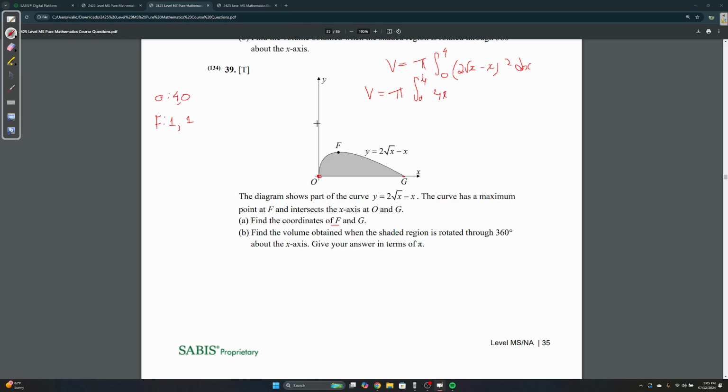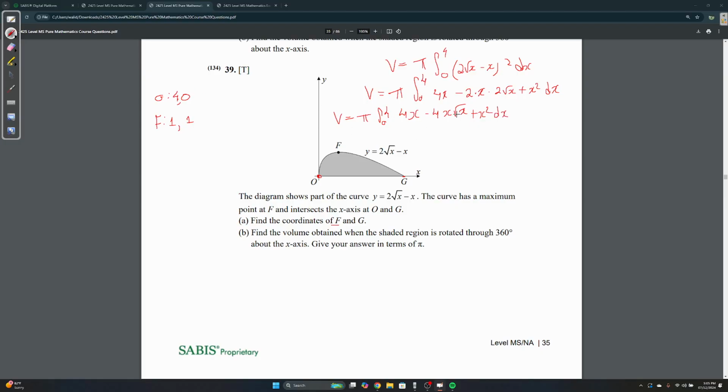It doesn't only go to the root, or only to the 3. So a squared minus 2ab, so minus 2 times x times 2 root x plus b squared, so plus x squared dx. So we're going to get the volume is equal to pi integral from 0 to 4 of 4x minus 2 times 2, which is minus 4, x root x plus x squared dx.